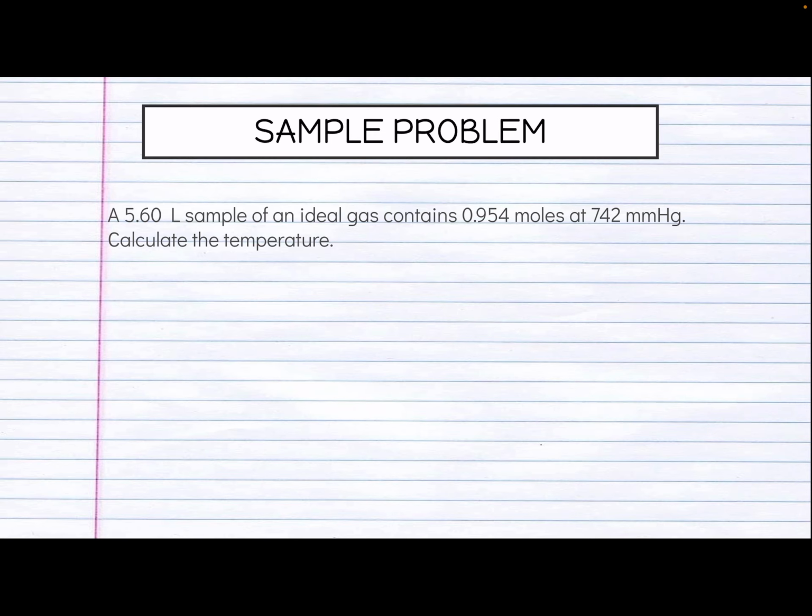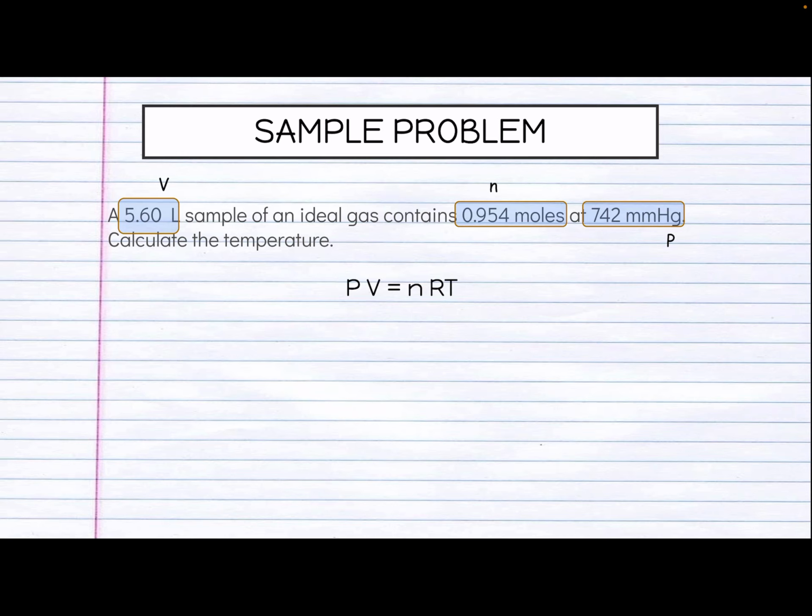A 5.60 liter sample of an ideal gas contains 0.954 moles at 742 millimeters of mercury. Calculate the temperature. All right, so we were given 5.60 liters, and liters indicates volume. We were told 0.954 moles. That's moles, so it represents n. And 742 mmHg is pressure. So we need to use this formula and then solve for temperature.